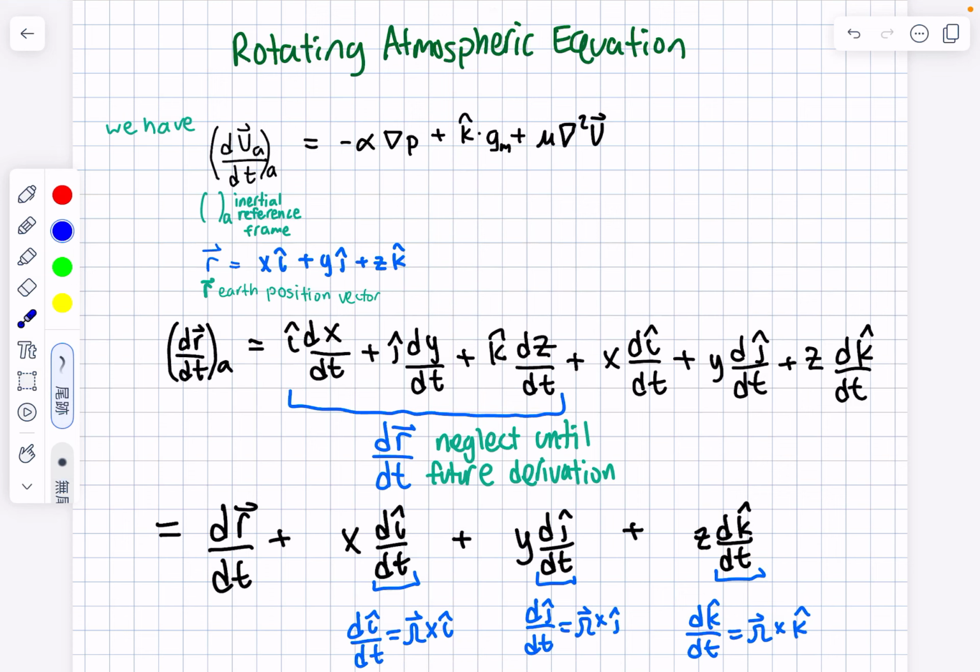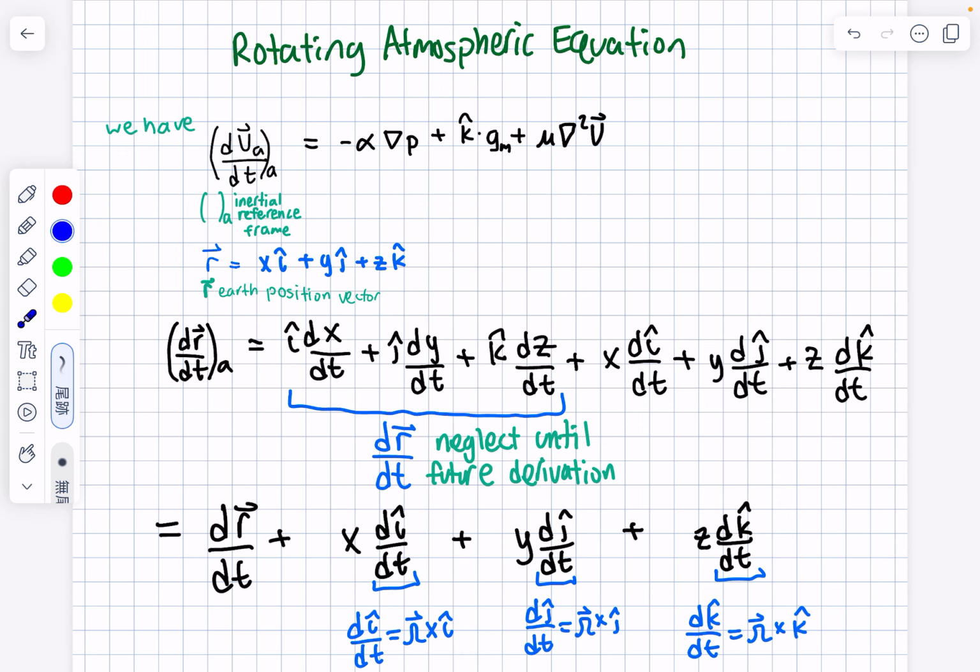In this video, we discuss the derivation of the rotating atmospheric equation. In the previous video, we discussed the non-rotating atmospheric equation, which is in this form, including the pressure gradient, gravitational force, and frictional force. And we denote the non-rotating frame, otherwise known as inertial reference frame, with parentheses and a subscript A.